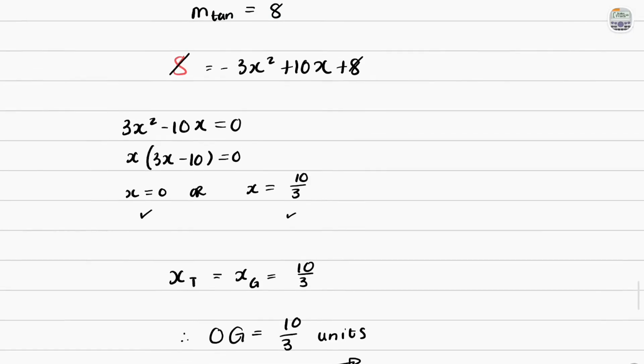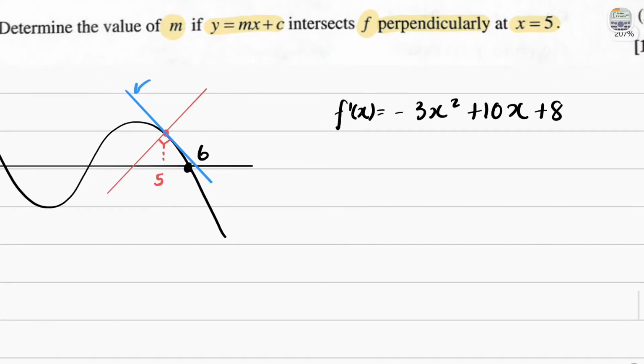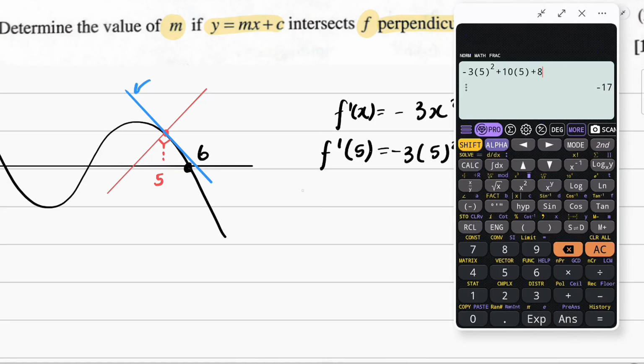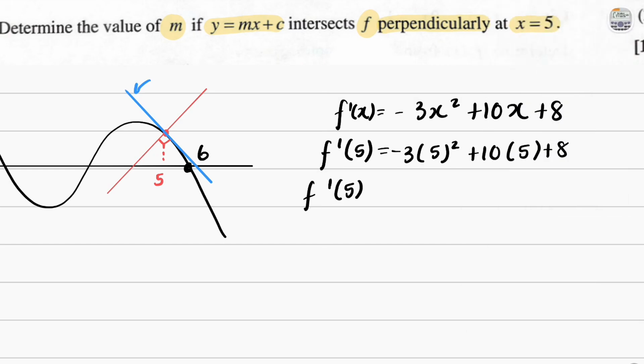So let's take the gradient of the cubic function. This is our function, the derivative of f, the gradient. We want the gradient specifically at the value where x is equal to 5. So we'll substitute that in here. And that gradient is negative 17. So f prime of 5 is negative 17. That's the gradient of the cubic function at that point where x equals 5.